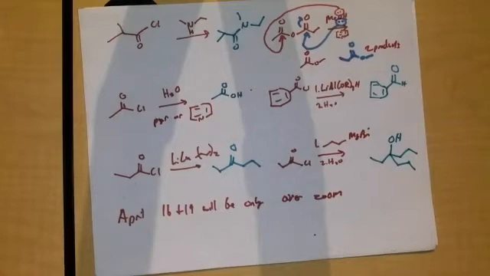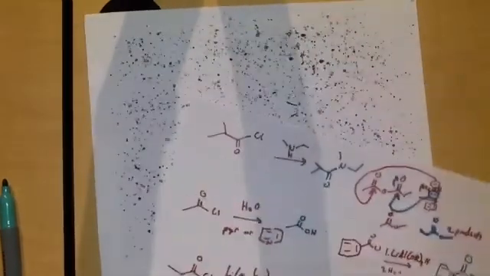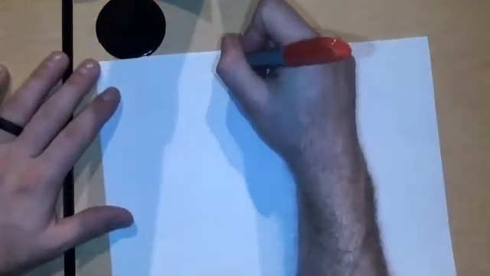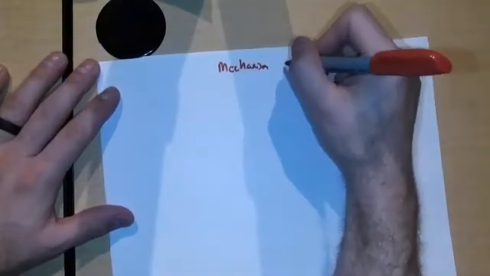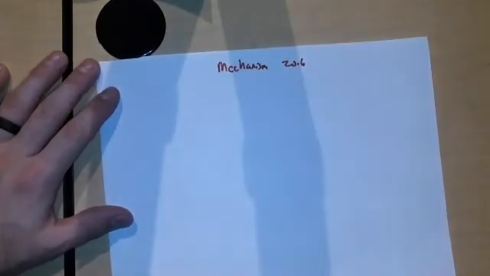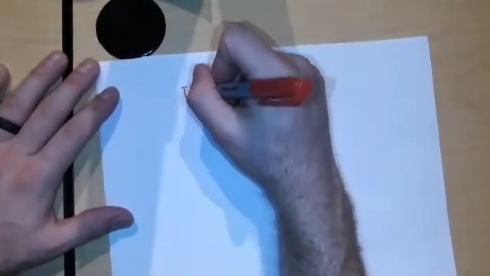Okay, so today I'm going to talk through a bunch of different mechanisms. We're going to finish up chapter 20, which is pretty mechanism heavy. They're all kind of similar mechanisms for the most part. So if you're looking in your book, this is mechanism 20.6, which is referred to as the Fischer esterification.